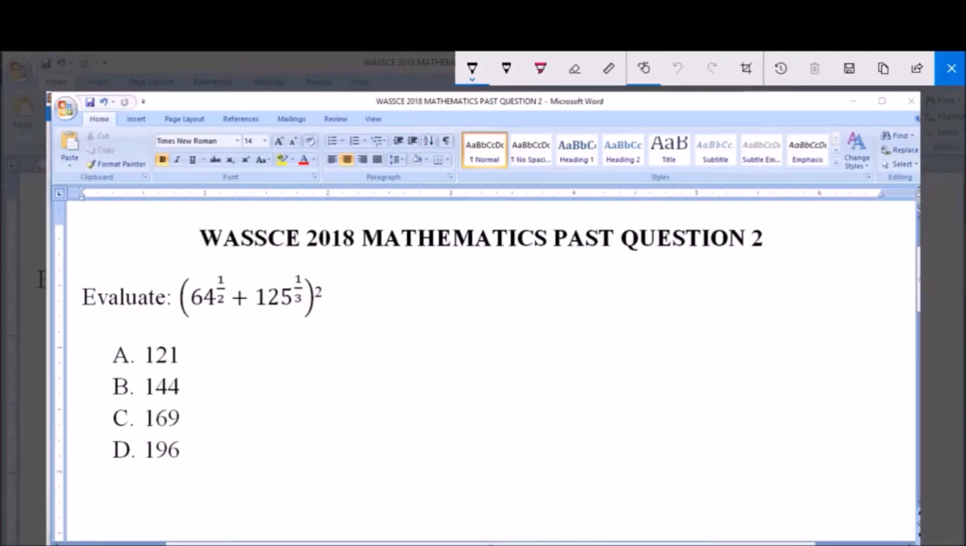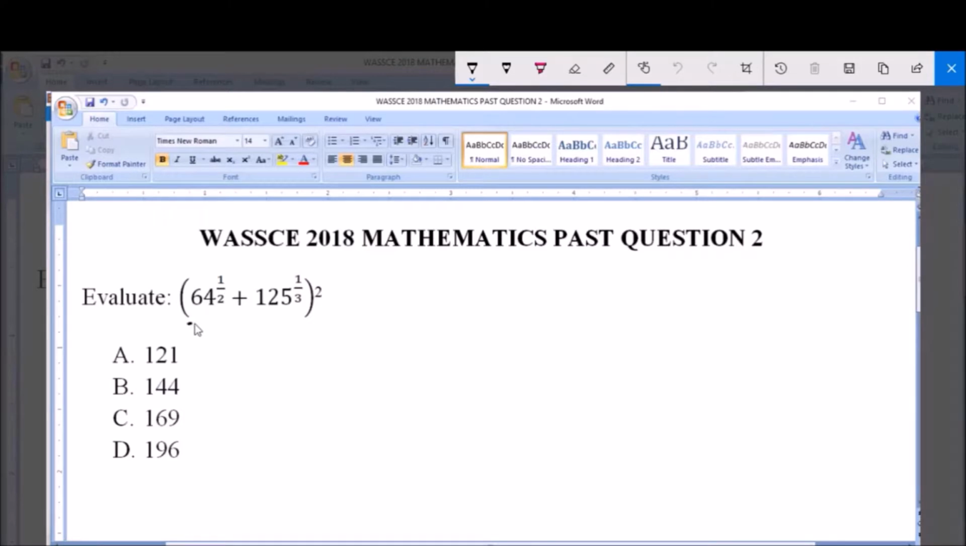I'll be answering WASSCE 2018 Mathematics Past Question 2. Evaluate 64 raised to the power of 1 over 2 plus 125 raised to the power of 1 over 3, all in the brackets square. Now A is 121, B 144, C 169, and D 196.